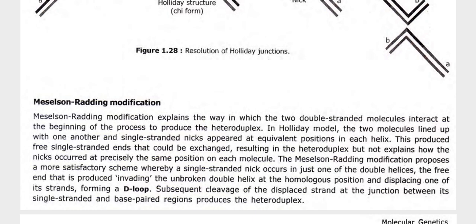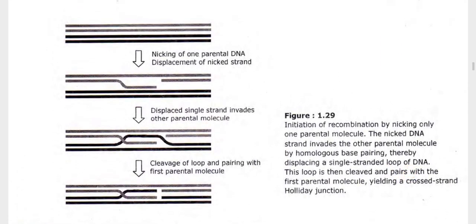The Meselson-Radding modification proposes a more satisfactory scheme whereby a single-stranded nick occurs in just one of the double helices, the free end that is produced invading the unbroken double helix at the heteroduplex position and displacing one of the strands, forming a D loop. Subsequent cleavage of the displaced strand at the junction between its single-strand and base-pairing regions produces the heteroduplex. So, nicking of one parental DNA, displacement of nicked strand, displaced DNA strand invades another parental molecule, cleavage of loop, pairing with first parental molecule.